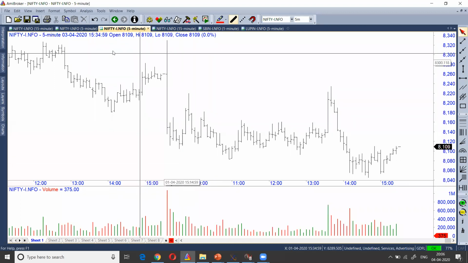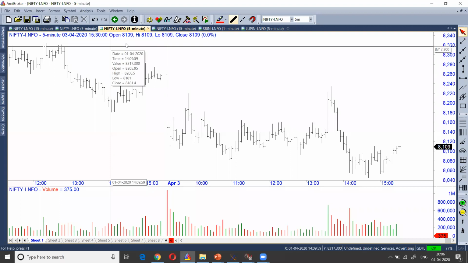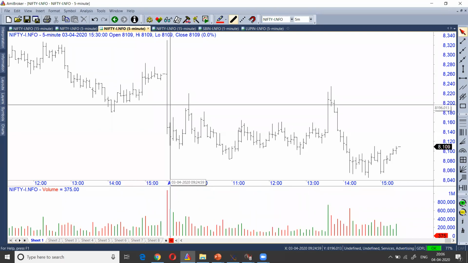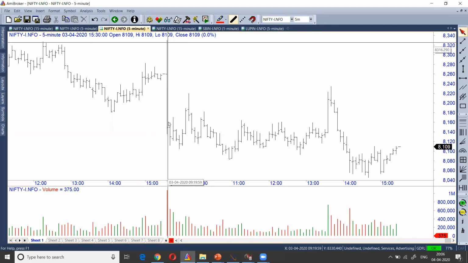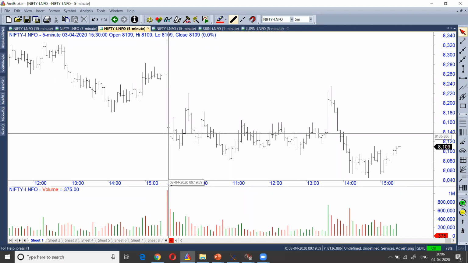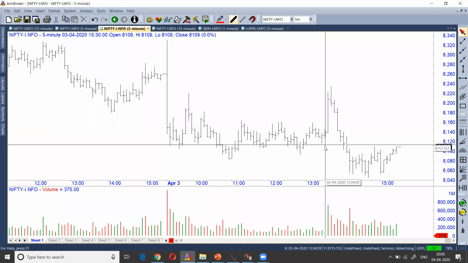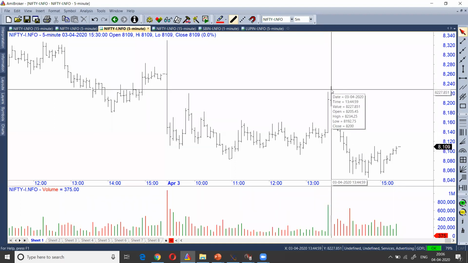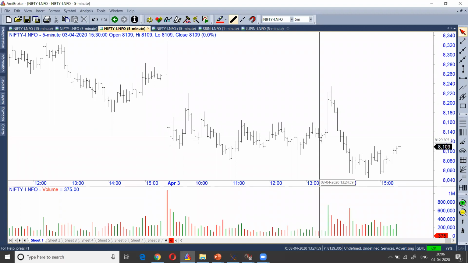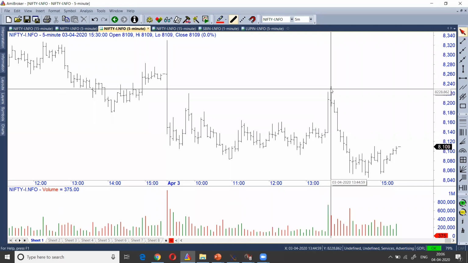The chart I'm showing you is a Nifty futures 5-minute chart of last Friday's activity. Last Friday, price opened down and went sideways for quite some time. It did some pullback activity. All of a sudden there was a surprise move of 60, 70 points, and then price started coming down.